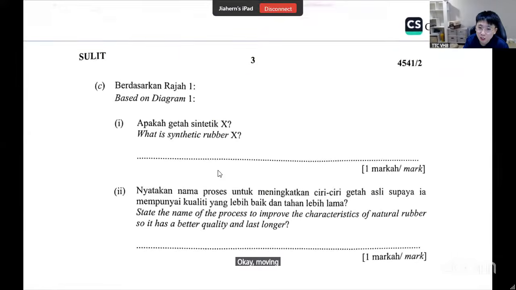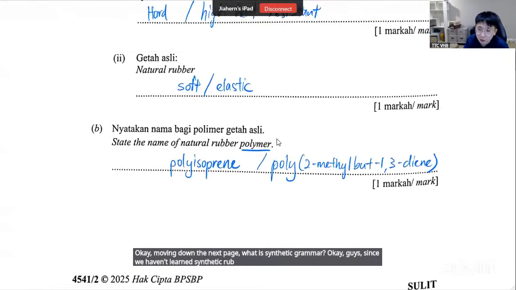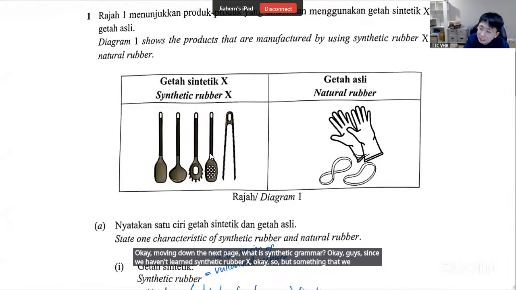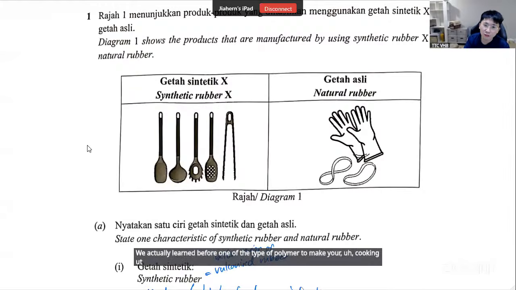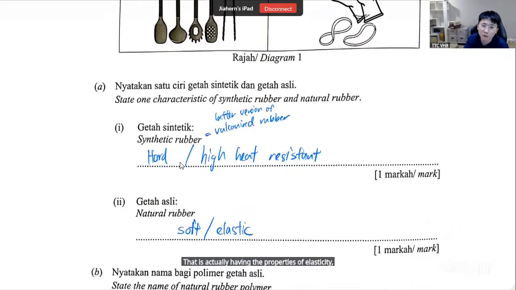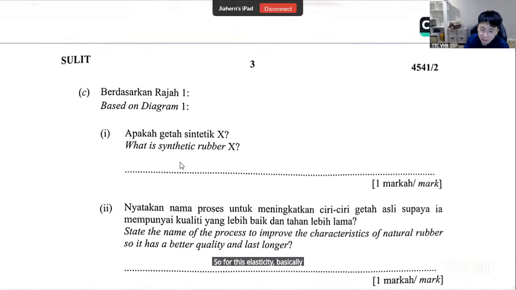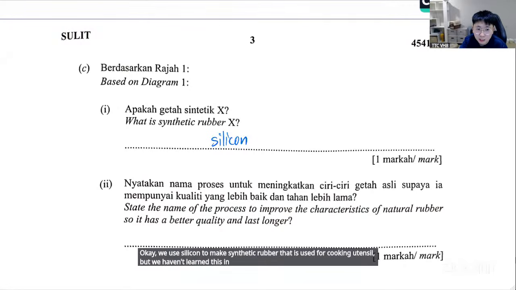Going down to the next page. What is synthetic rubber? Since we haven't learned synthetic rubber yet, but something we learned at the beginning of this chapter when we learned rubber, was one type of polymer used to make cooking utensils that have the property of elasticity. This elasticity is basically from the material silicone. We use silicone to make synthetic rubber for cooking utensils. But we haven't learned this in detail, so you're supposed to learn it next week.